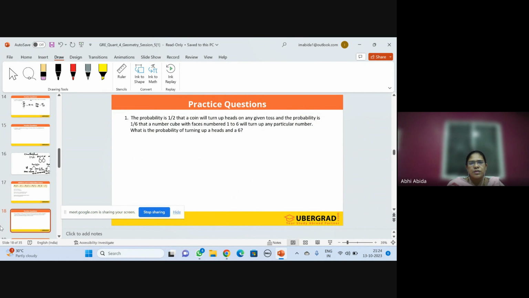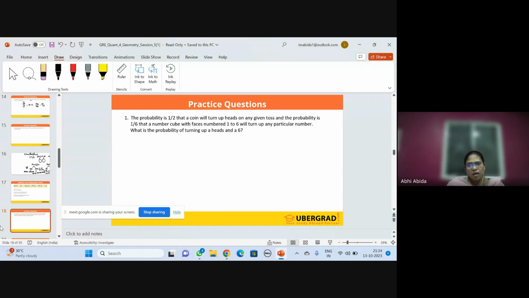Yes. There is a question here on the screen. Try to find the answer for that. If the probability is half that the coin will turn up head on any given toss, and the probability is 1 by 6 that the number cube with faces numbered 1 to 6 will turn up any particular number, what is the probability of turning up a head and a 6?